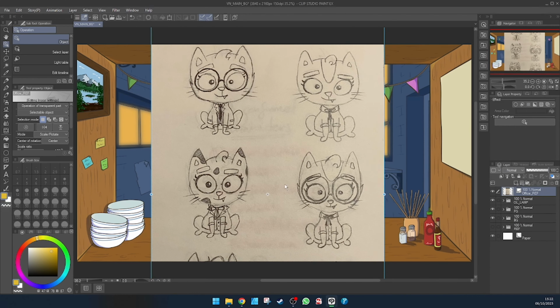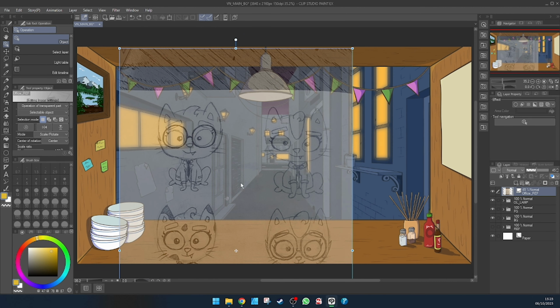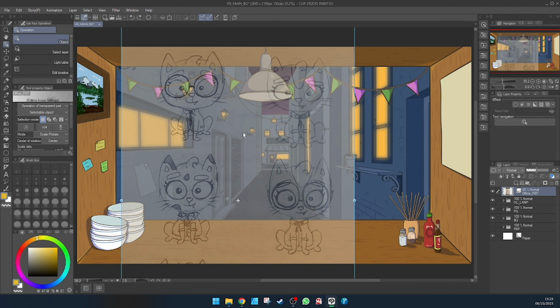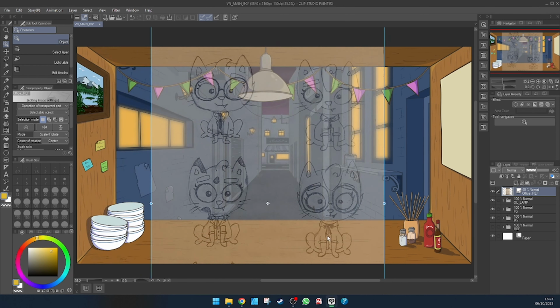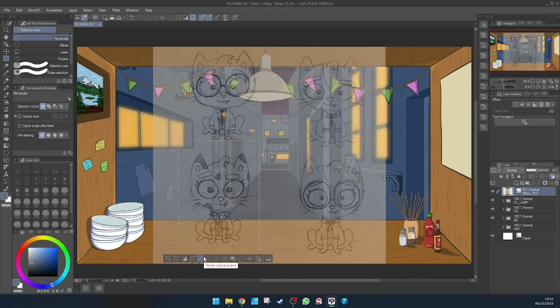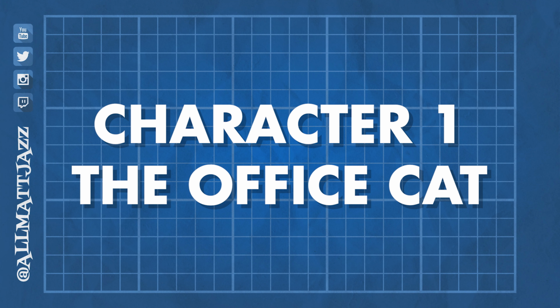But what I initially did was bring it into the background and size it up and see roughly what size of one cat would be, making sure that there's space on the actual stage itself for multiple characters talking at once. And then with that, it was time to start actually drawing and figuring out the final designs for each. Starting with the office cat.